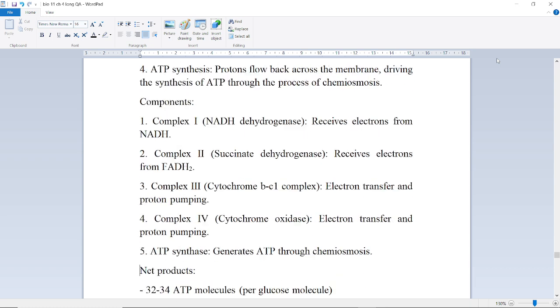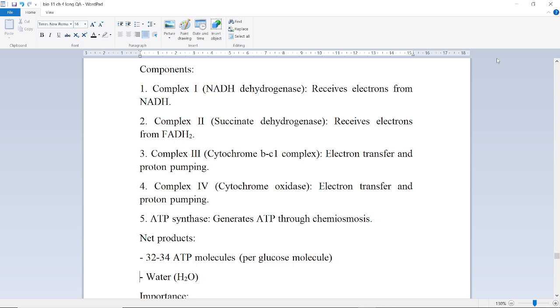Components: Complex 1, NADH dehydrogenase, receives electrons from NADH. Complex 2, succinate dehydrogenase, receives electrons from FADH2. Complex 3, cytochrome bc1 complex, electron transfer and proton pumping. Complex 4, cytochrome oxidase, electron transfer and proton pumping. ATP synthase generates ATP through chemiosmosis.